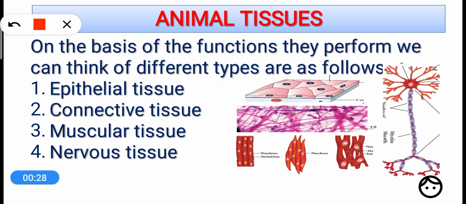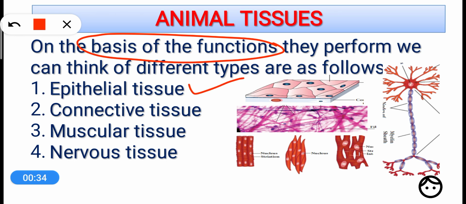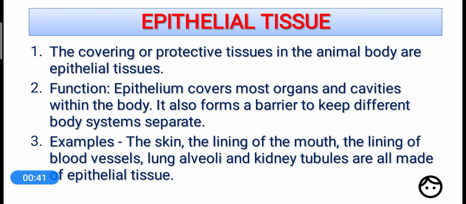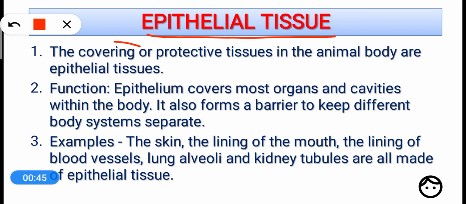Animal tissues, on the basis of their functions, are categorized or divided into 4 categories: epithelial tissues, connective tissues, muscular tissues, and nervous tissues. Let's talk about epithelial tissues. Epithelial tissues are those which make either covering or lining of different parts of the body.